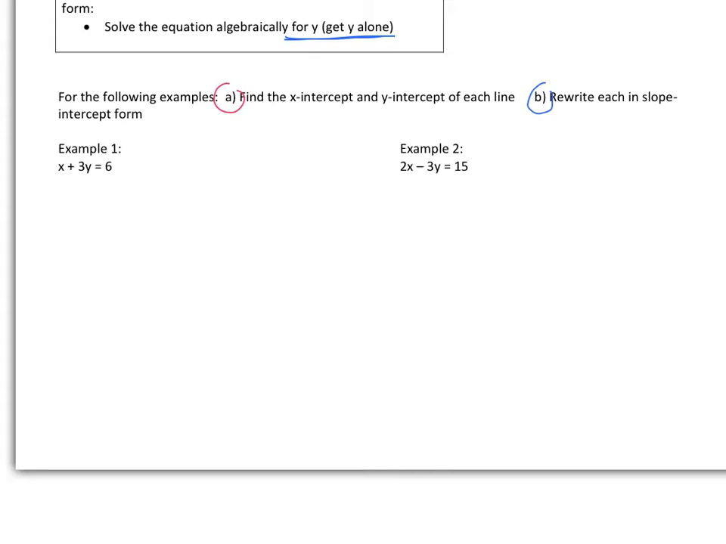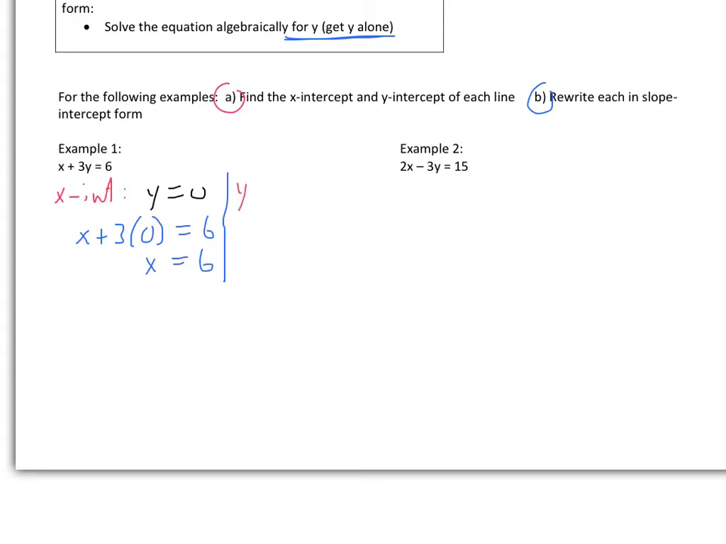Alright, so how do we find the x-intercept? The x-intercept is found by making y equal to 0. So we take that equation and we write x plus 3, and we plug a 0 in for y, equals 6, and notice that the 3 times 0 is gone, and you end up with x equals 6. That is the x-intercept.